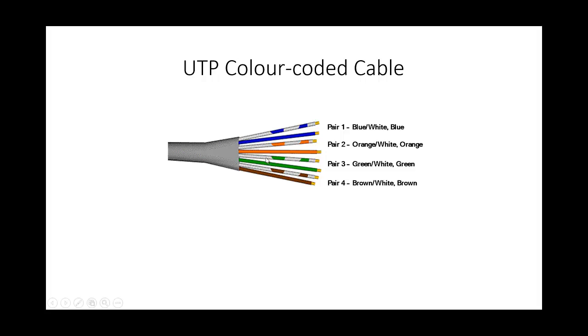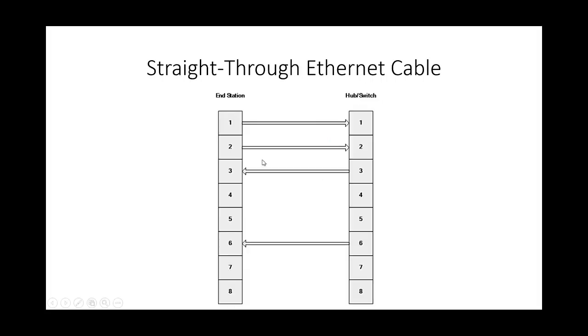Let's have a look. Pair 3, connected to pins 3 and 6, form part of the circuit used by the end station to receive data from the hub or switch. This arrangement is known as straight through cable, hence the name. Its pin mappings, or pinouts, are shown on screen. The other pairs are not used.